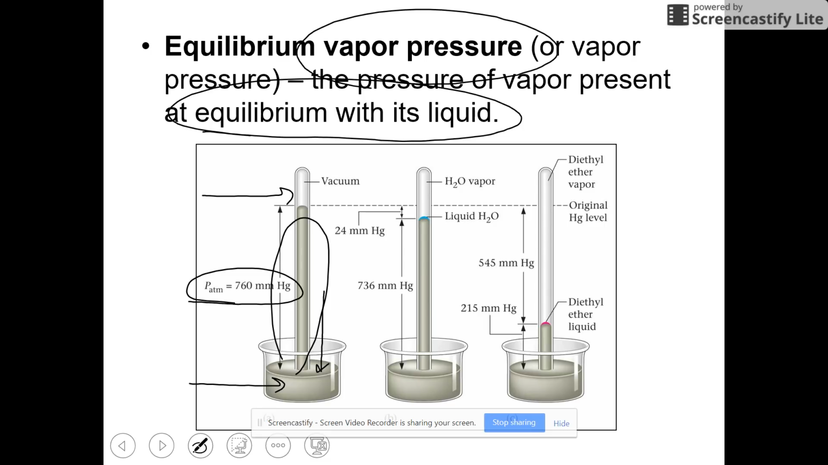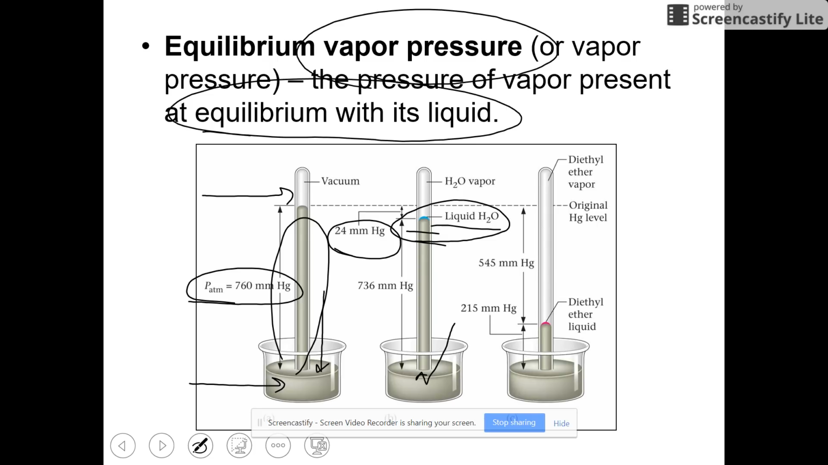So now, if you want to measure the vapor pressure of something like water, you can actually inject the water into this tube. Now, because water is less dense than the mercury, liquid water will rise to the top. Some of the water molecules here will vaporize and generate a vapor pressure. And that vapor pressure will push the level of the mercury down. And down by how much? By 24 millimeter. So we say that the vapor pressure of water at this temperature is 24 millimeter mercury.